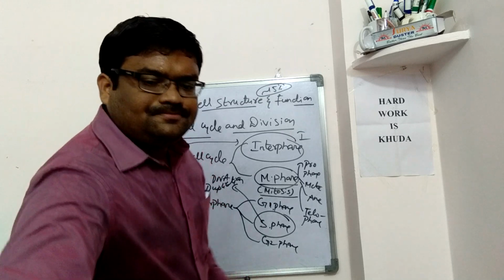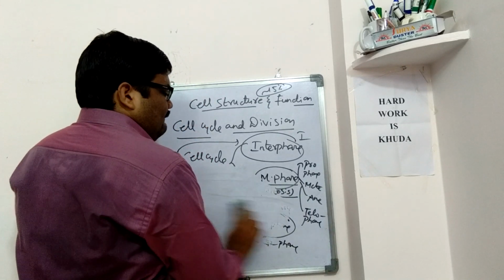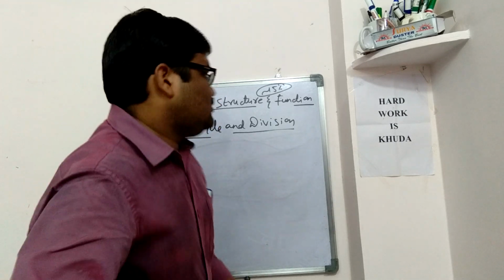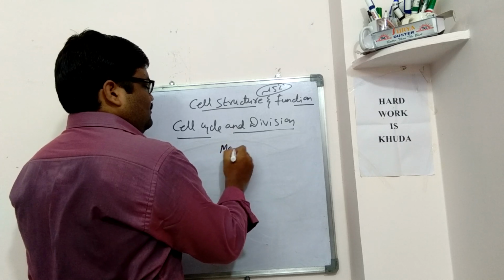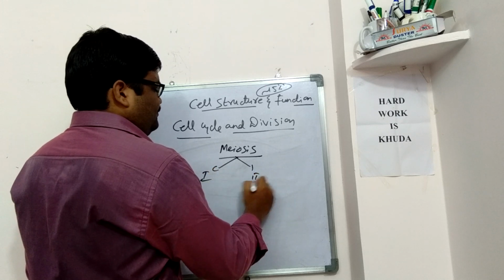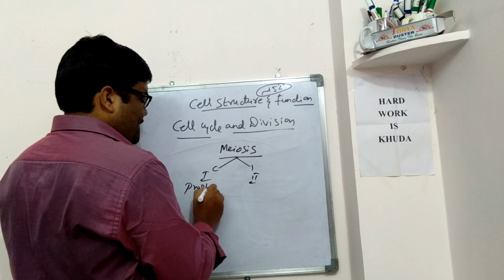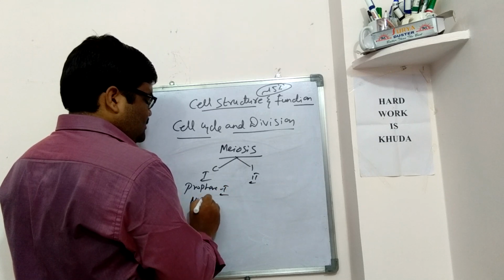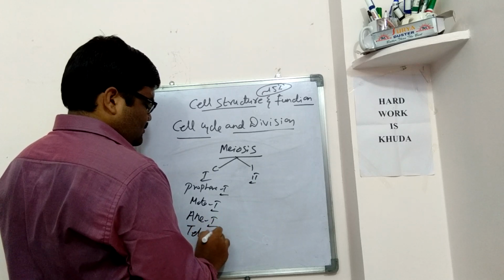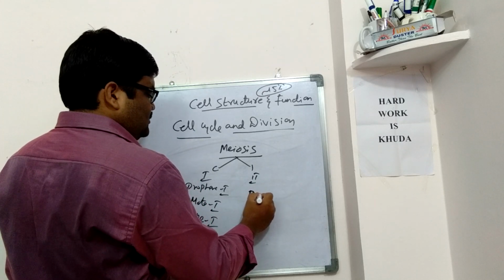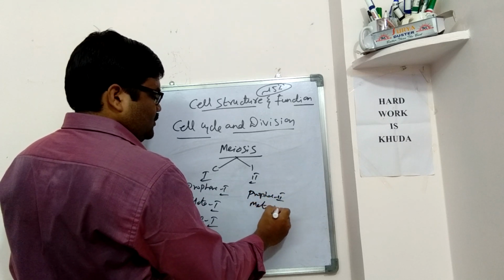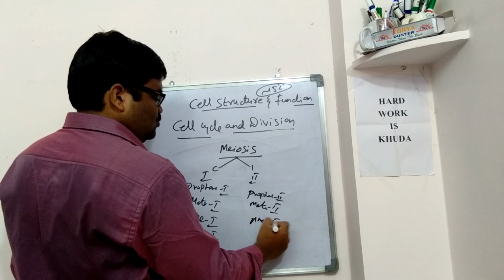Here, sometimes meiosis also takes place in gamete cells. Meiosis is 1 and 2. Meiosis 1 means again prophase 1, metaphase 1, anaphase 1, telophase 1. Likewise, prophase 2, metaphase 2, anaphase 2, and telophase 2.